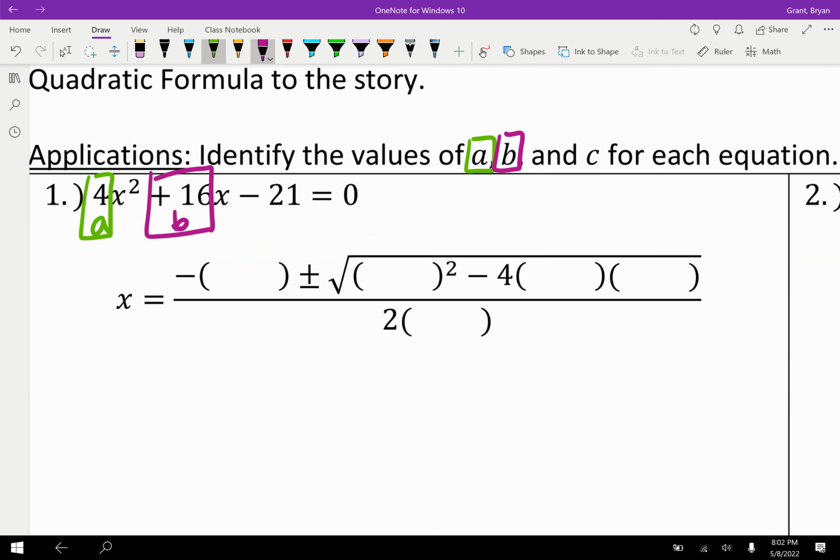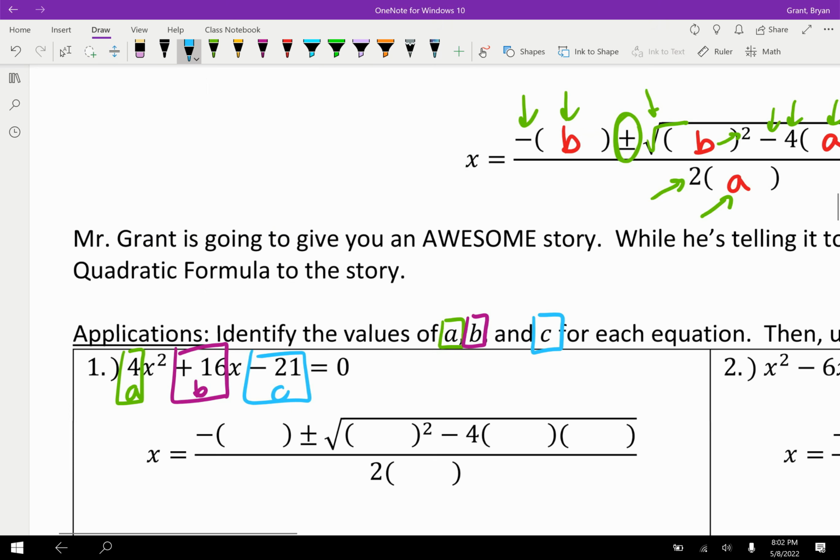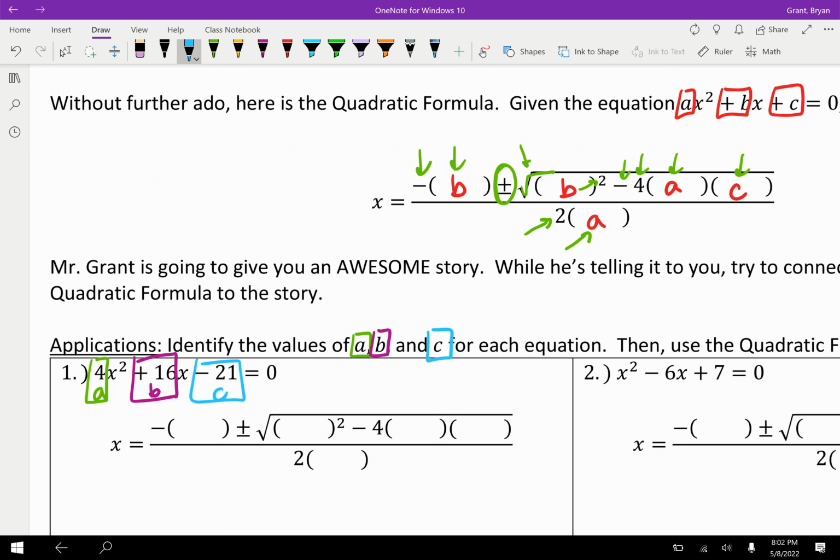Last but not least, we have C, which I'll do in blue, and C, don't forget the sign, is negative 21. All right, so now what? Well, now we take the formula up above with A, B, and C, and we fill in the numbers. So it starts with negative B, and my negative B here is negative positive 16. Plus or minus the square root of B squared, minus 4 times A, which also happens to be 4, times C, and it's very important, negative 21.